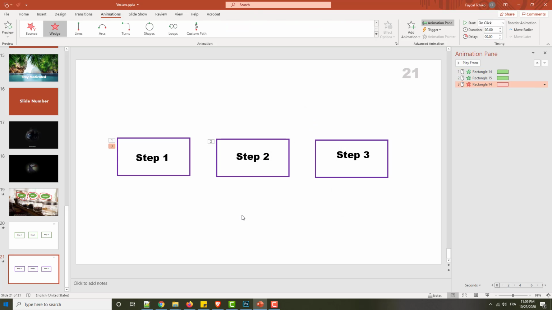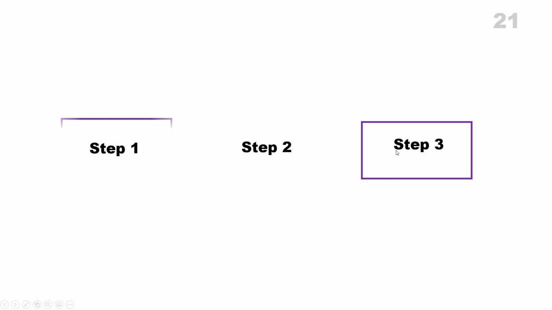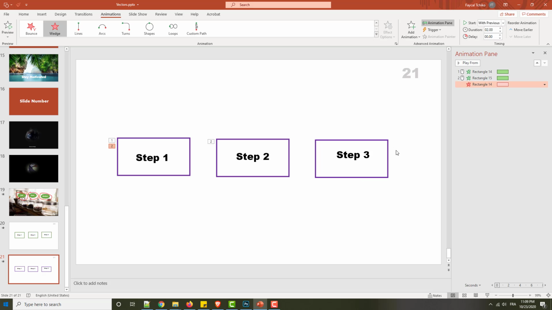If I leave it like this, I make it with previous. After I change, if I have a problem, what I have here is step 1, and now when I talk about step 2, it disappears at the same time that the second appears. So what I will do here is add a delay between them. So the first thing is I put this one here, with on click, and this one will be with previous.